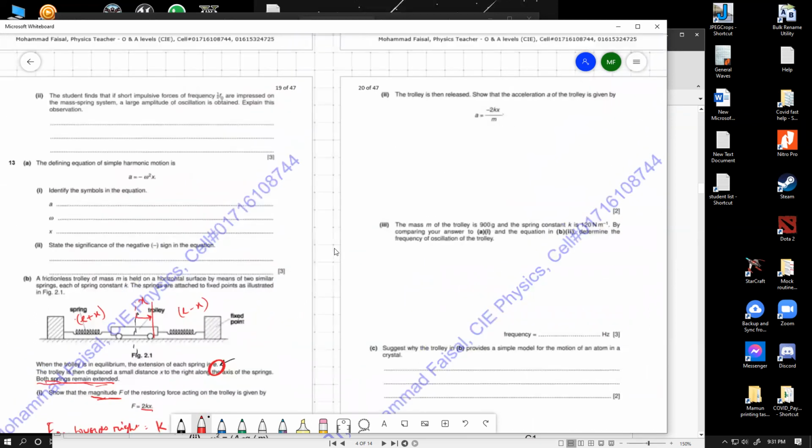The next part of the question says: the trolley is then released so that the acceleration a of the trolley is given by a equals to minus 2kx by m. So you just have to divide that force expression by the mass. I automatically got a minus sign in my expression, but now we have to explain the minus.